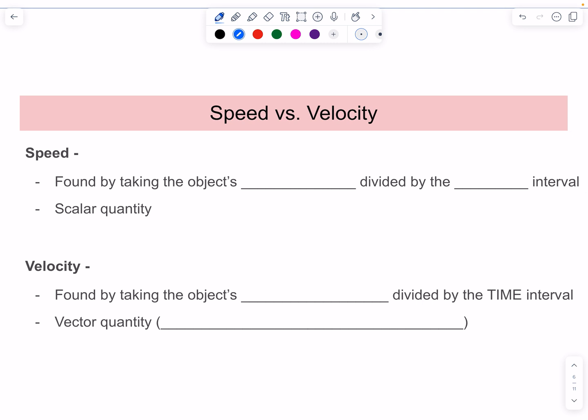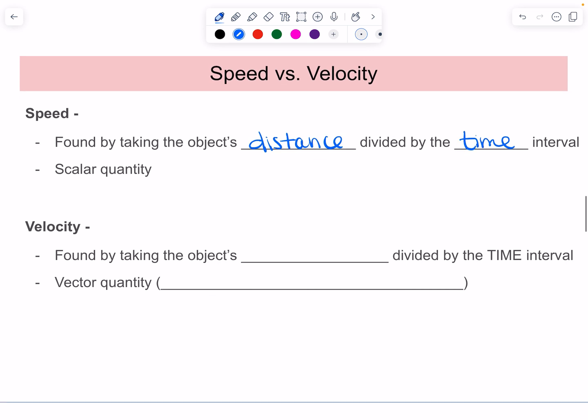Another important distinction to make is the difference between speed and velocity. So speed is taking the object's distance traveled divided by the time interval. It is a scalar quantity, so we don't need to include direction here. Whereas a velocity vector is taking the object's displacement divided by the entire time interval. And it is a vector quantity, so that means we must include a direction whenever we talk about velocity.